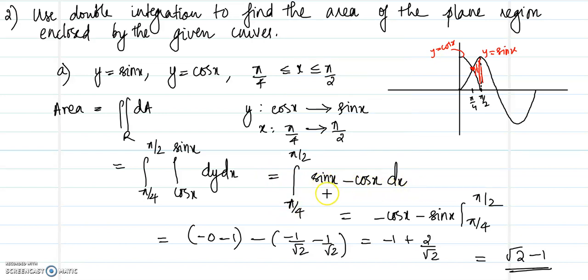The integral of sin x is minus cos x, and the integral of cos x is sin x. So we get minus cos x minus sin x from pi by 4 to pi by 2. Upon applying the limits, we will get 0 minus 1 minus (minus 1 by root 2 minus 1 by root 2). So that is minus 1 plus 2 by root 2, which is root 2 minus 1. So that is the required area of the region between the given curves.